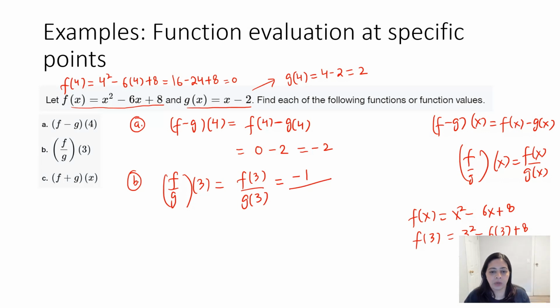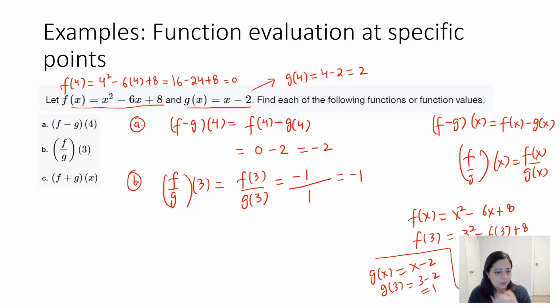And now you need to evaluate g(3). So g(x) is x minus 2. So g(3) is 3 minus 2, which is plus 1. So negative 1 divided by 1. So it's actually negative 1. That's B.